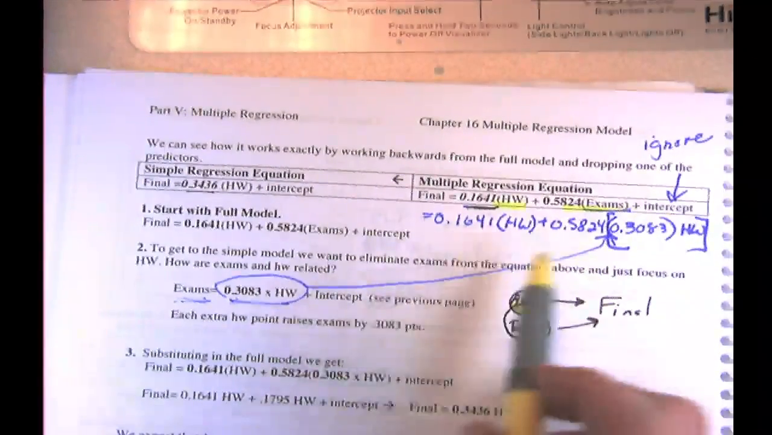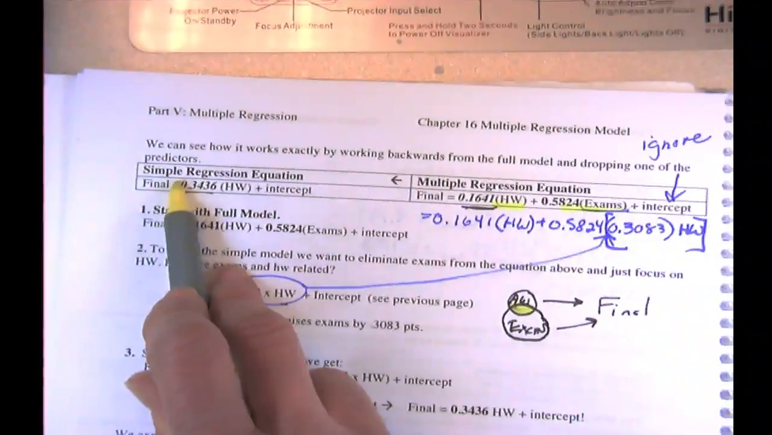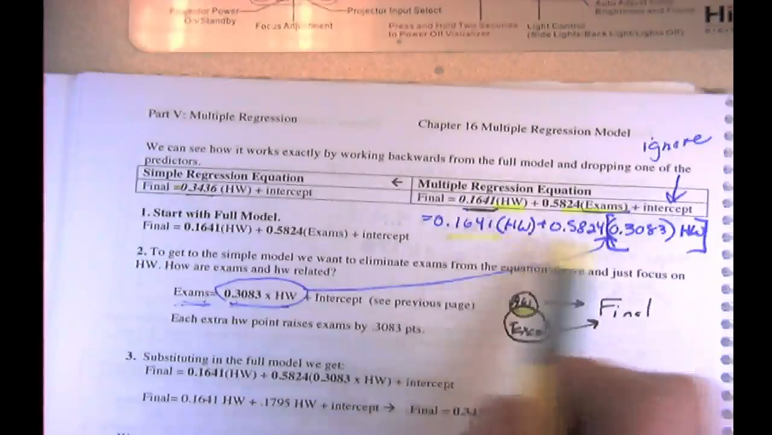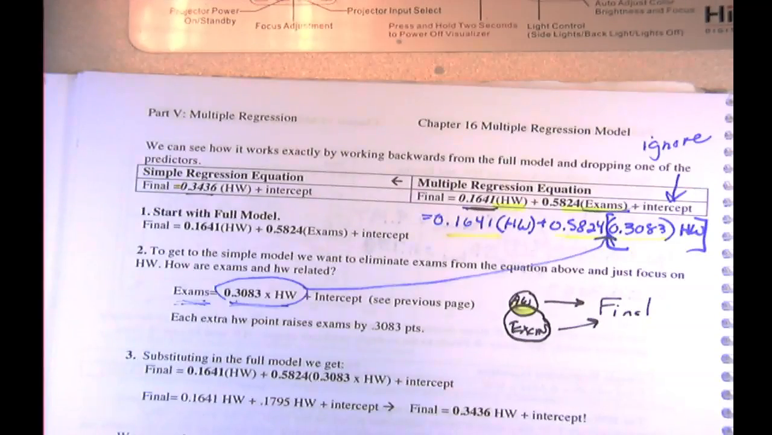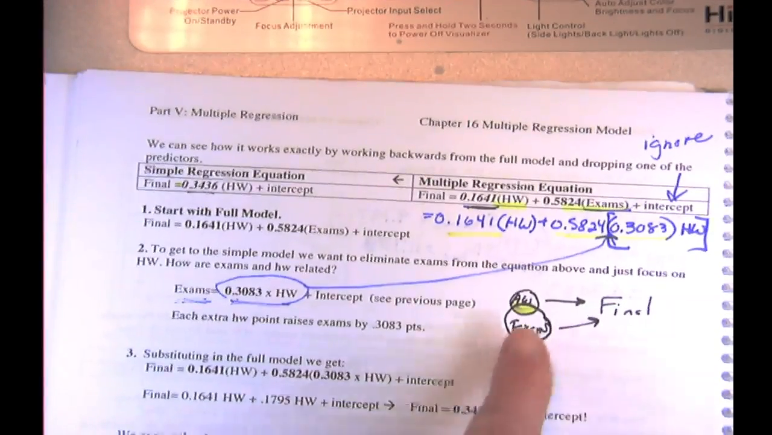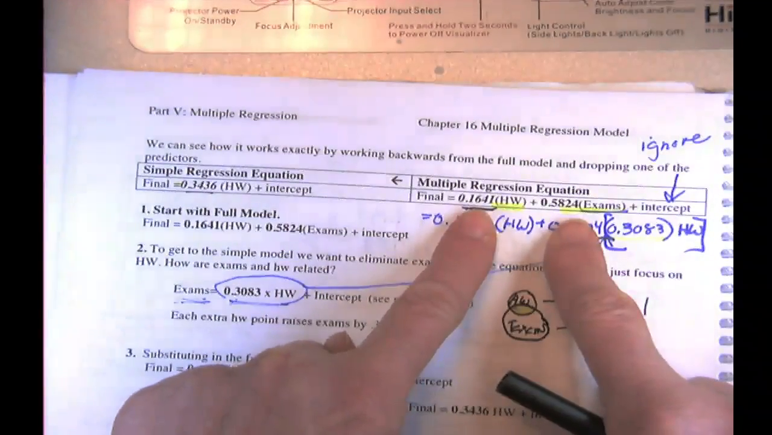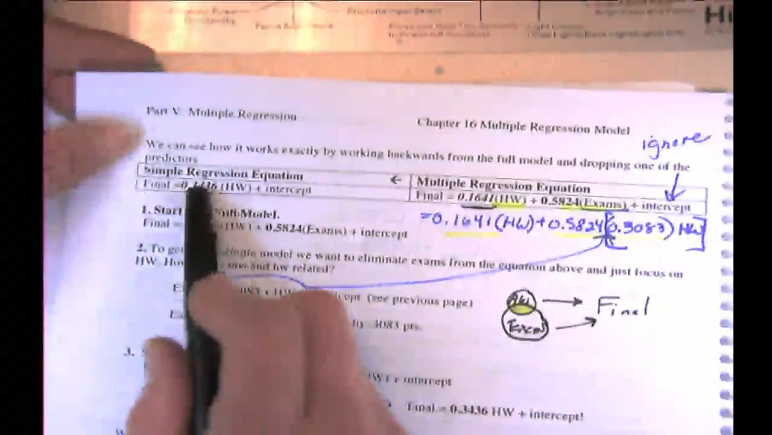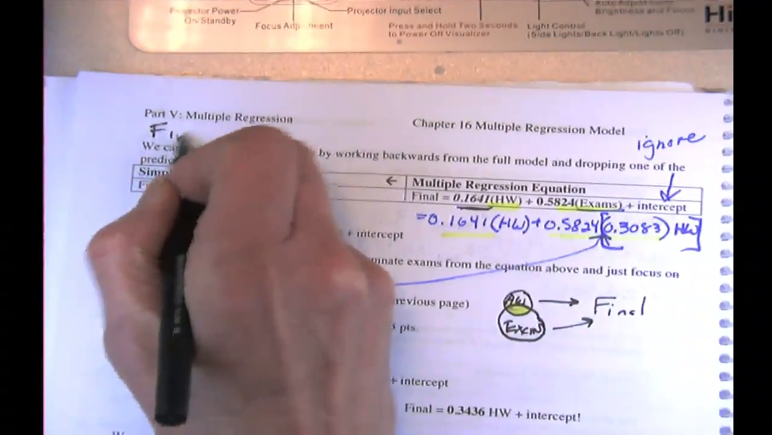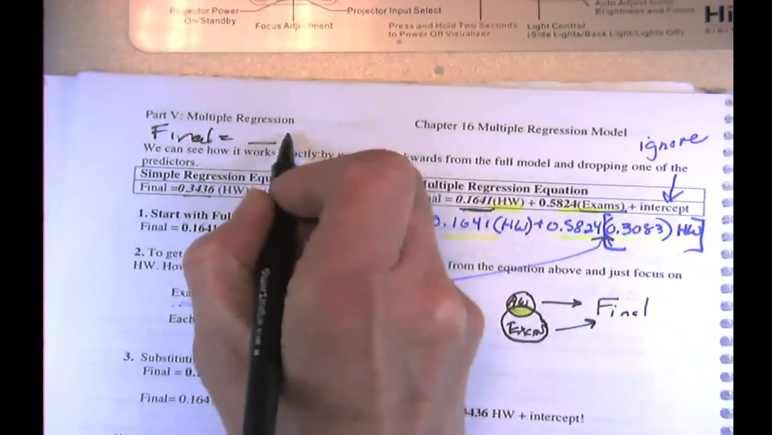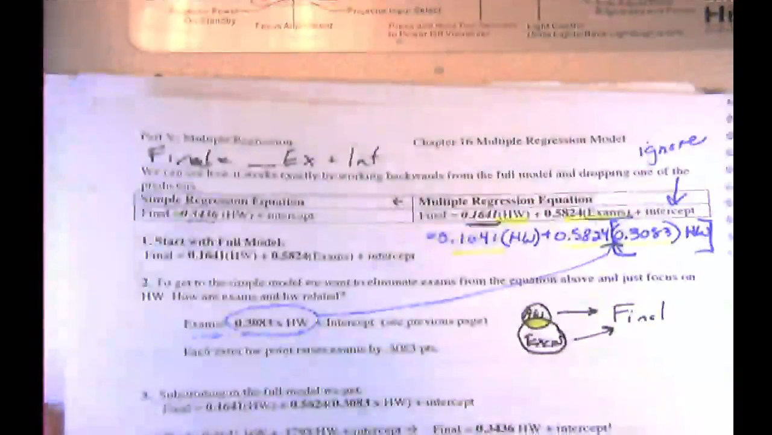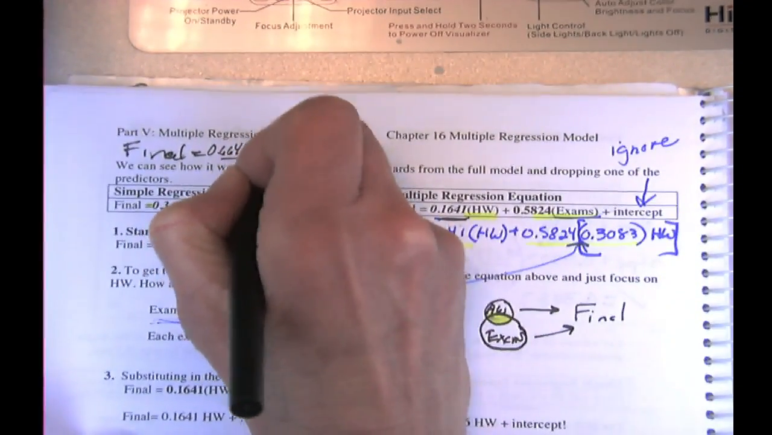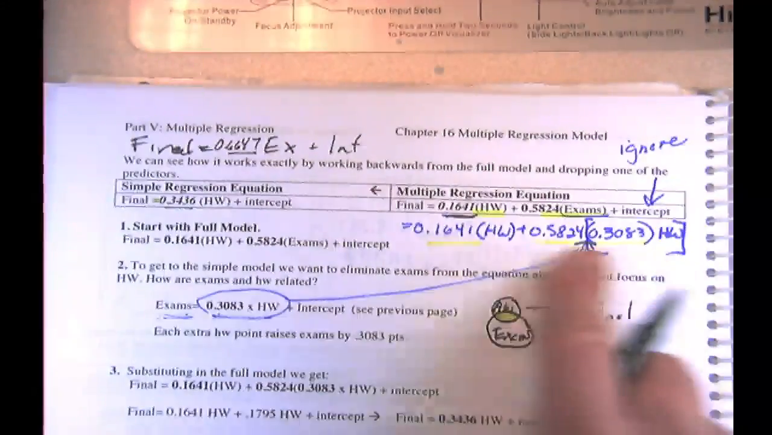And you can see how we arrived at this. This slope is smaller than that, and this piece plus that would be our total. Since everything is positively correlated, we know the multiple regression slopes are going to be smaller than their respective simple slopes. The other one was final equals something times exams plus an intercept, and that is going to be bigger than 0.5824. It was 0.6647. That's because everything's positively correlated here.